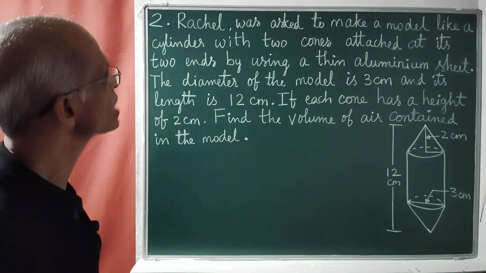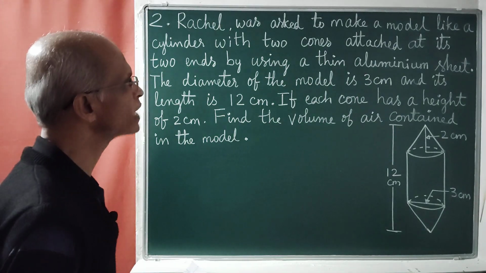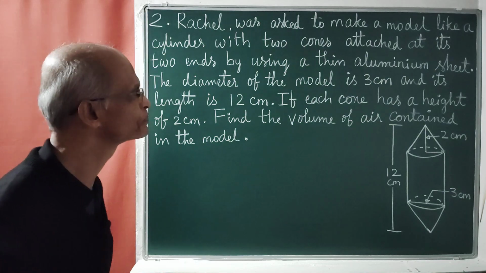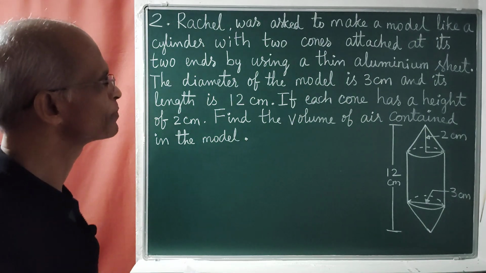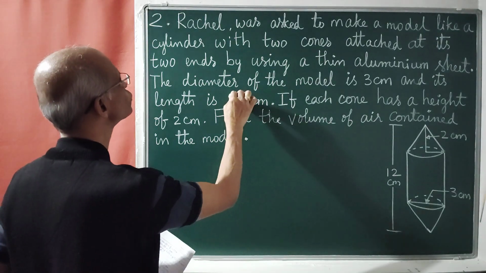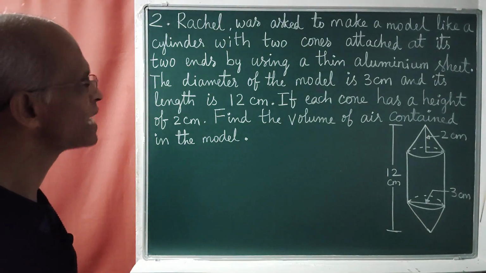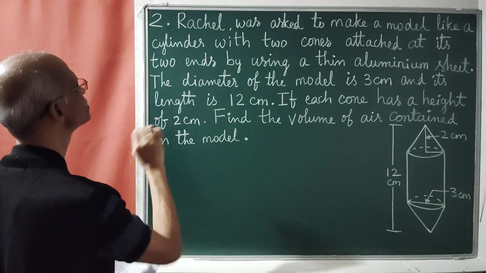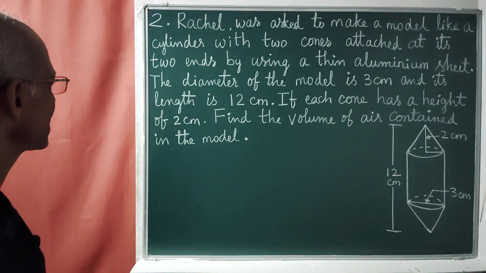Rachel was asked to make a model like a cylinder with two cones attached at its two ends by using a thin aluminum sheet. The diameter of the model is 3 centimeters and its length is 12 centimeters. If each cone has a height of 2 centimeters, find the volume of air contained in the model.